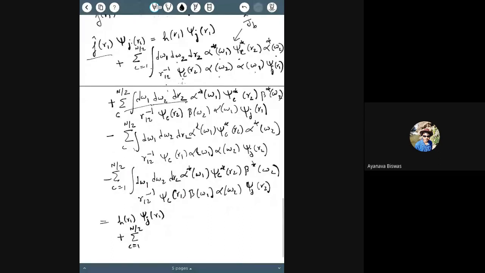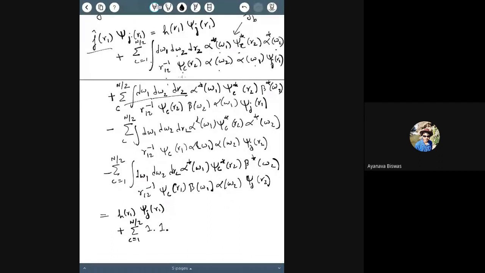You have 1 into 1, and you have the remaining, which is dr2 psi c r2 star r1 to inverse psi c r2 acting on psi j r1. So this would now become my operator.